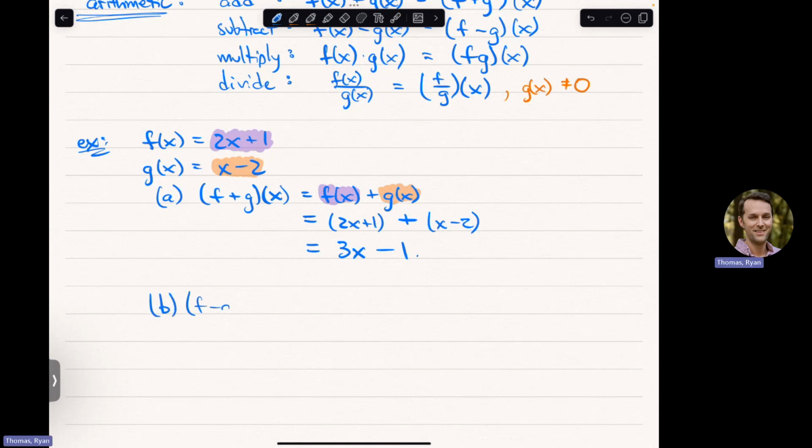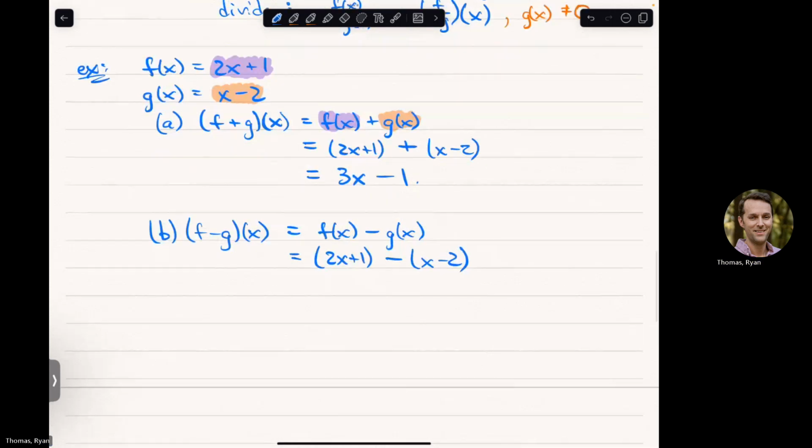For the sake of at least doing it, let's look at the other operations. The setup is exactly the same. f is 2x plus 1, g is x minus 2. This would be a good place to pause and try this on your own. One minus negative 2, so 1 plus 2, so plus 3.